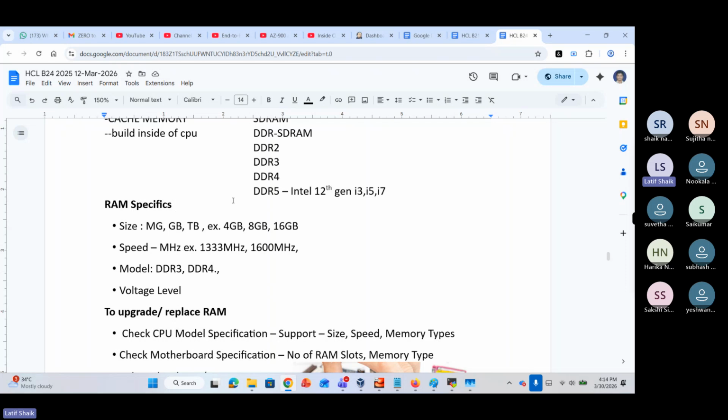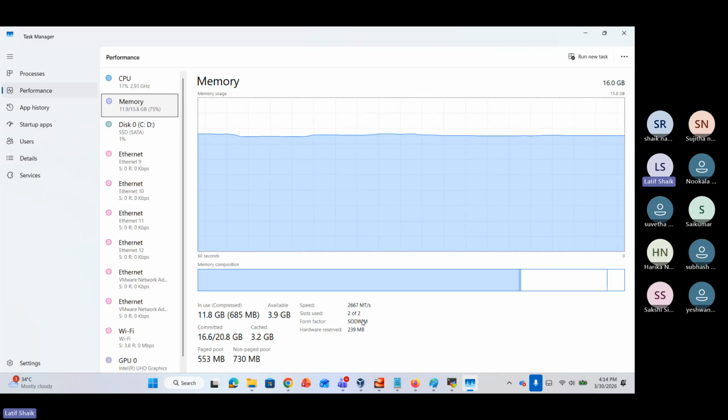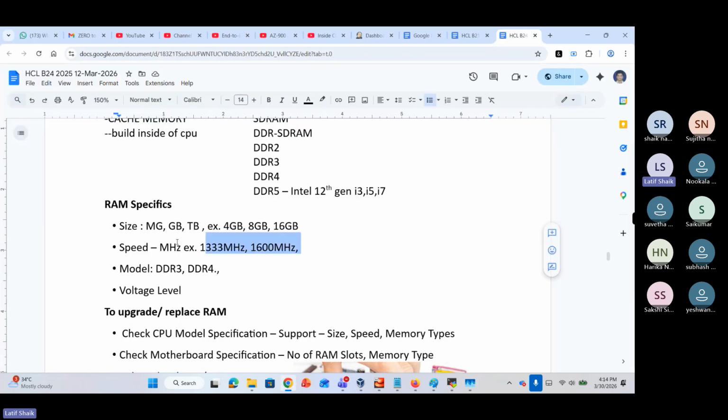Right. Like the speed of the RAM. My RAM speed is 2667, actually it is 2666. 2666 or 2667, that is my RAM clock speed. Check the RAM clock speed and the RAM model. My RAM model in this system is DDR4. I have my old laptop that is DDR3. So that is the RAM model.